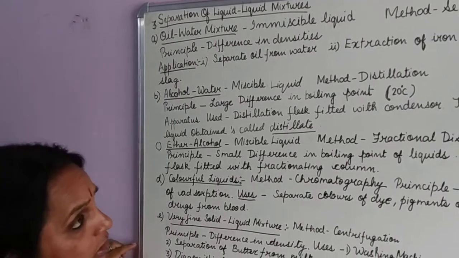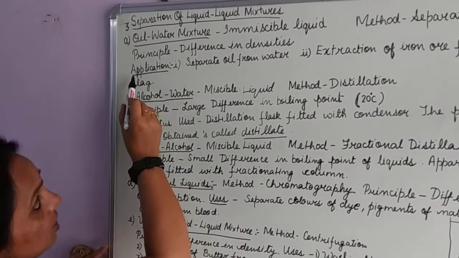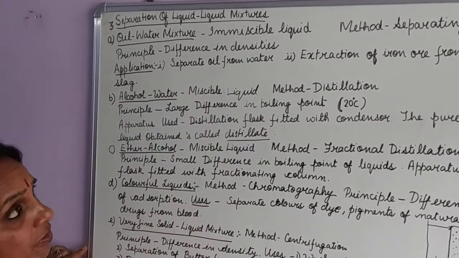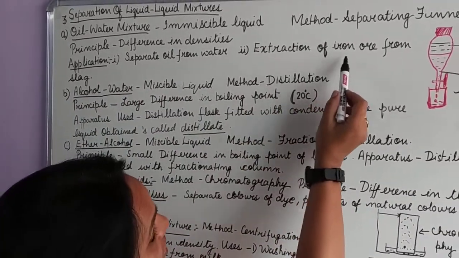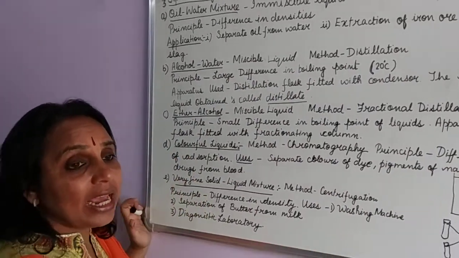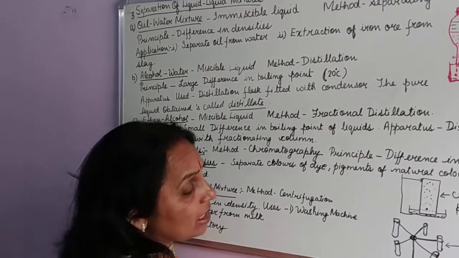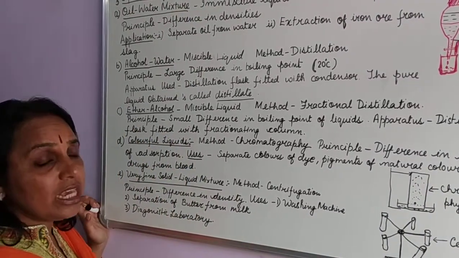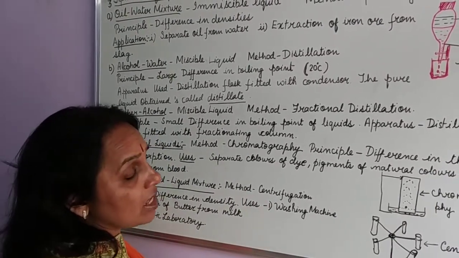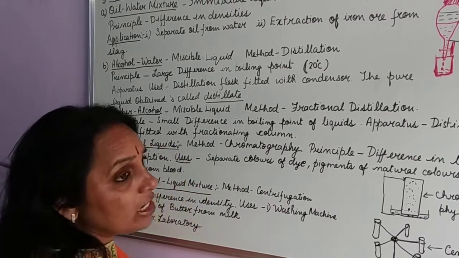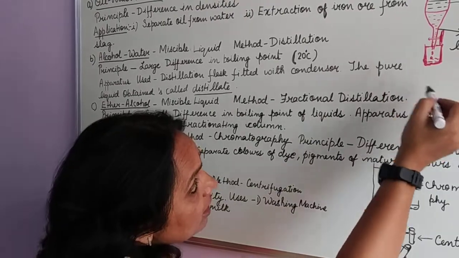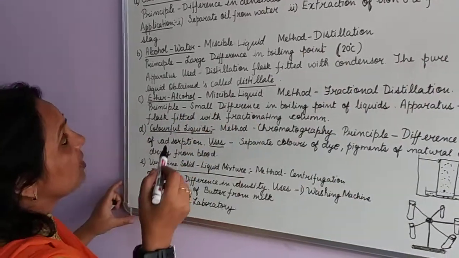And where do we use this method? The application of this method is separation of oil from water, first. Second, extraction of iron from slag. Slag is a lighter liquid which is obtained during the extraction of iron from iron ore. Whereas iron at very high temperature melts to form a very heavy liquid. So the iron can be collected from the bottom of the separating funnel.